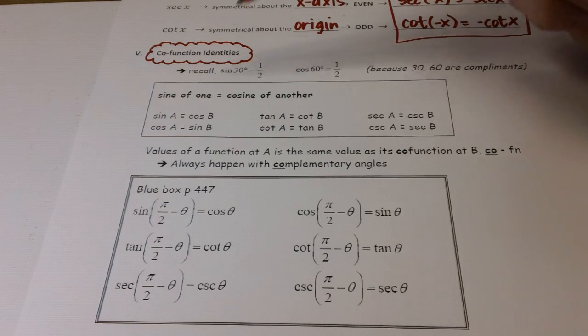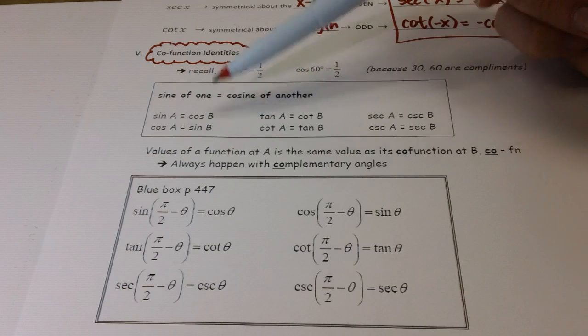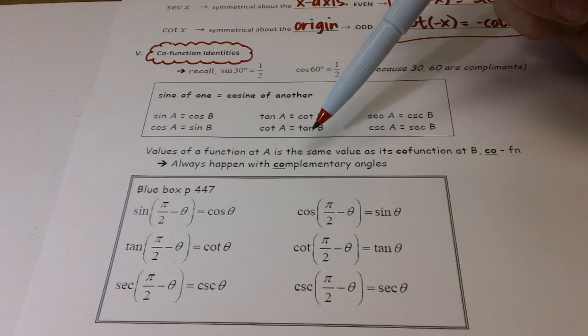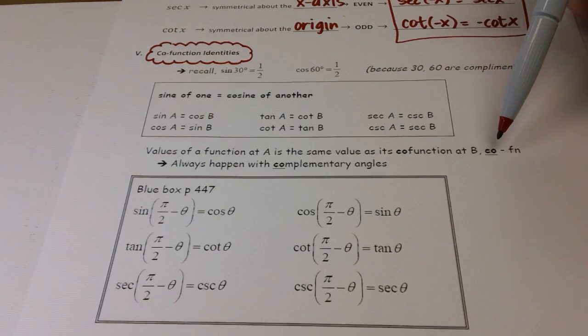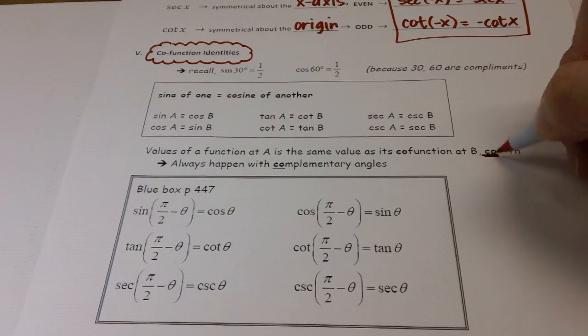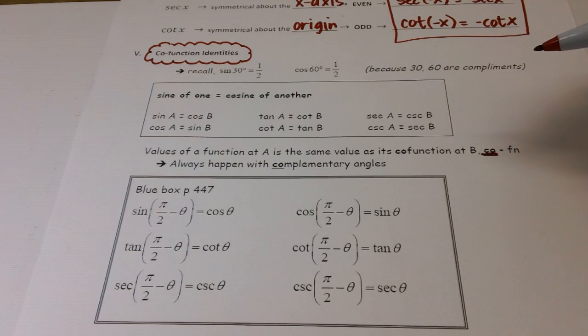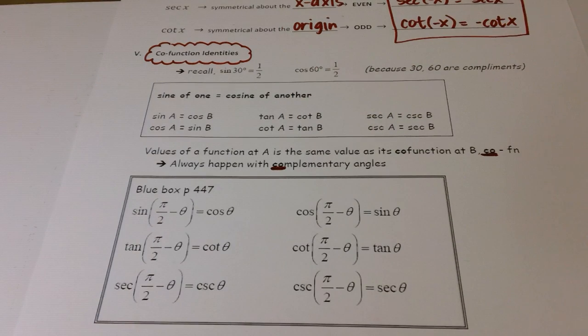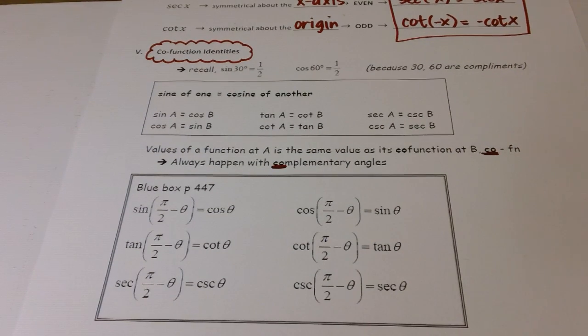So basically what we're saying here is the sine of angle A is equal to the cosine of angle B, where A and B are complementary angles. Okay, this example is just explaining it. 30 and 60 are complementary. The sine of 30 degrees equals 1/2. The cosine of 60 degrees equals 1/2. That means that the sine of 30 is equal to the cosine of 60 degrees. The value of a function at A is the same as the value of the cofunction at B. Cofunctions, meaning the "co" in front. Don't be confused, because now sine is going to go with cosine, and secant is going to go with cosecant. This always happens with complementary angles. Complementary angles add up to 90 degrees. So basically, this is our identity, and I have copied that straight from our book on page 447.